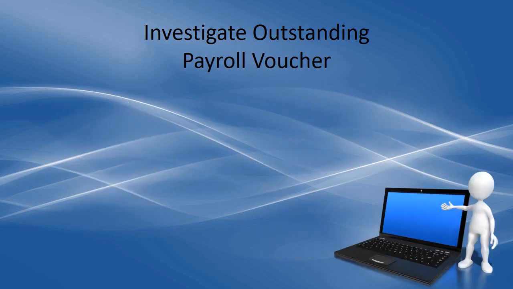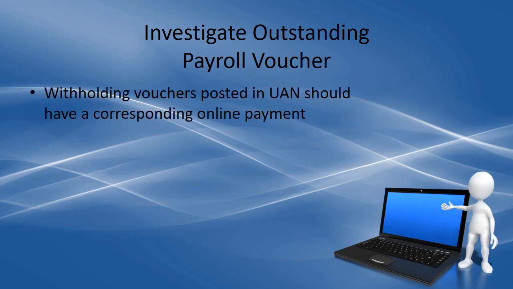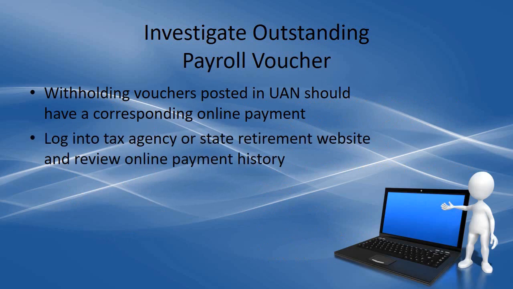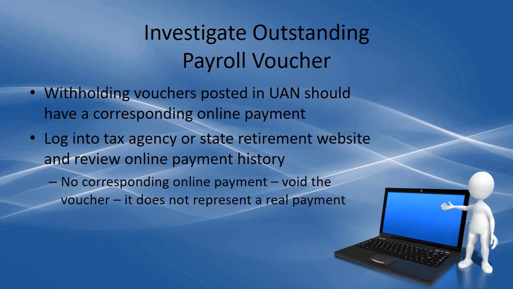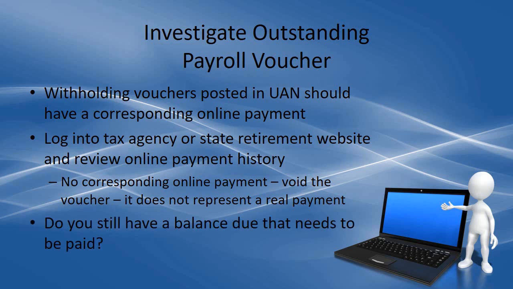If the item you're investigating is a payroll withholding voucher, withholding vouchers posted in UAN should have a corresponding online payment. Log into the tax agency or state retirement website and review the online payment history. If there's no corresponding online payment, void the voucher. It doesn't represent a real payment. Do you still have a balance due that needs to be paid? So if that voucher doesn't represent a real payment, did what was due get paid?